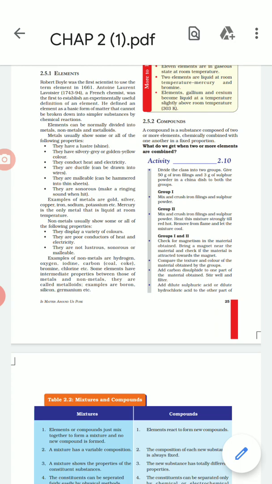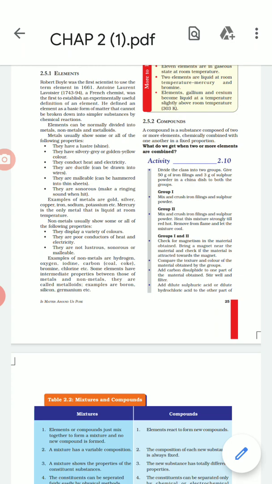So, in our previous video, we had discussed the elements. We had seen how the elements are further classified into metals, non-metals, and metalloids. We had also seen the different physical properties of metals, non-metals, and metalloids. Right? So, as per our discussion, I told you that today we are going to discuss compounds.